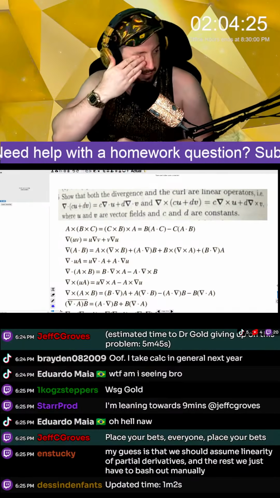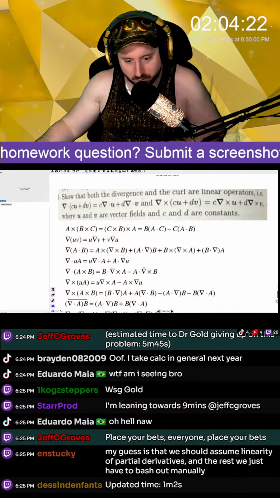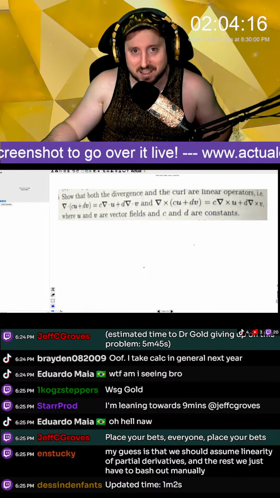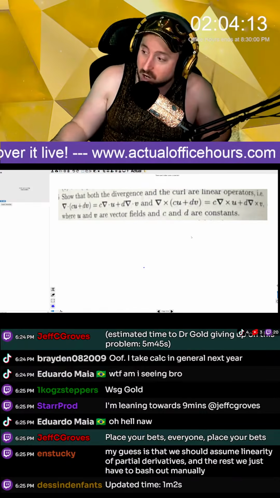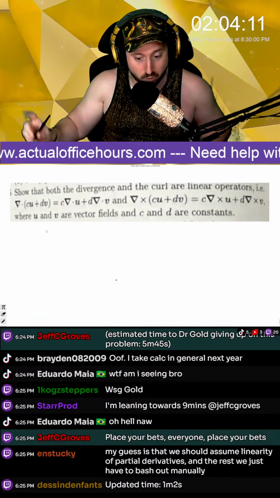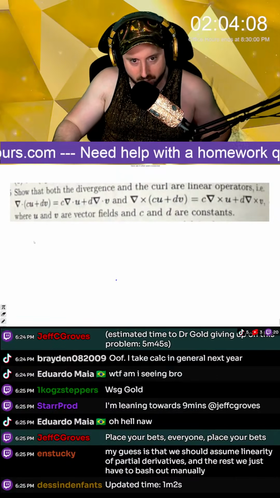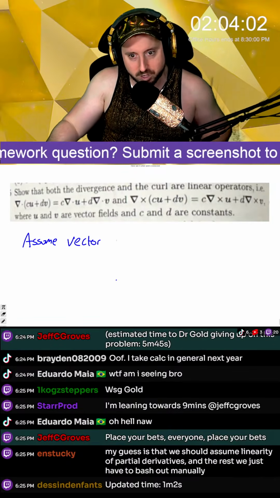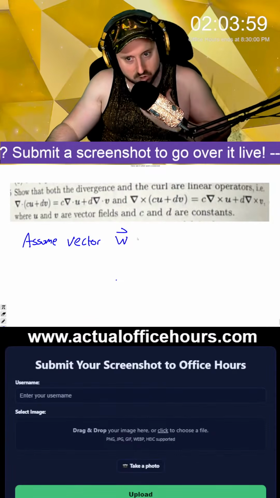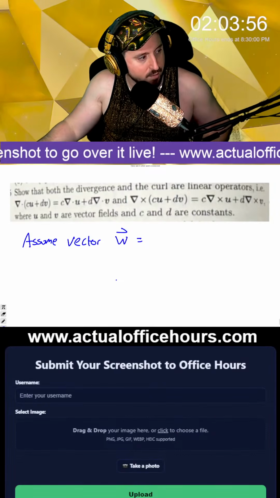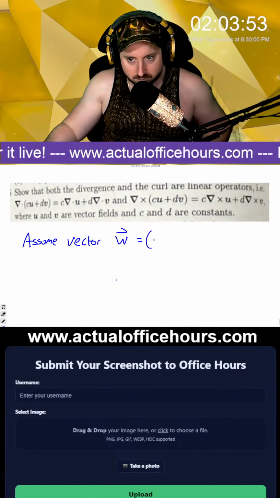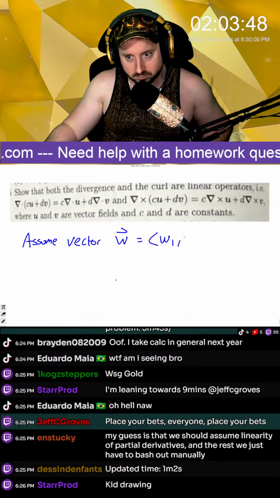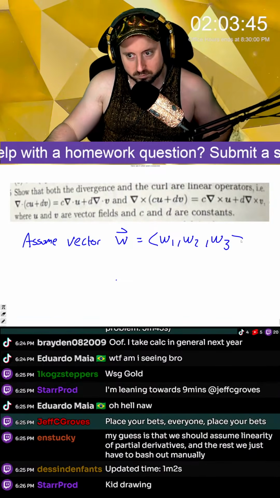Yeah, let's forget this. We don't need this stuff. I'm just gonna assume. Yes, exactly. We just have to bash it out manually. Exactly. Right. Okay. So let's talk about what divergence is. Let's assume that you have some vector W, which would then have components, let's say, W1, W2, W3, right?